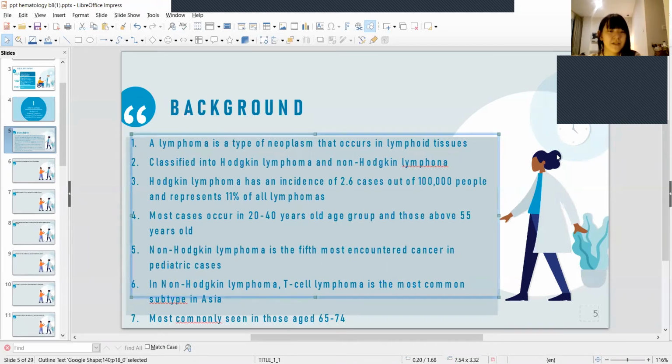Then there's non-Hodgkin lymphoma, which is the fifth most encountered cancer in pediatric cases. In non-Hodgkin lymphoma, T-cell lymphoma is the most common subtype in Asia. And non-Hodgkin lymphoma is most commonly seen in those aged 65 to 74 years old.